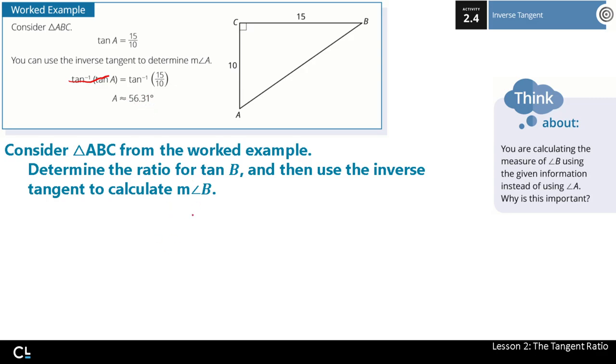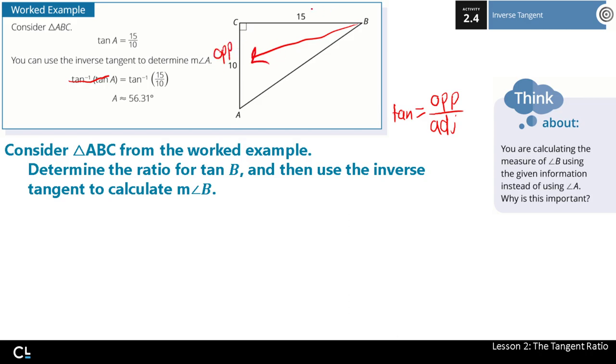Let's try this with B. So now we want to get it with angle B. First, let's write our tangent of angle B. So remember, tangent is equal to the opposite over the adjacent. So what does opposite be?